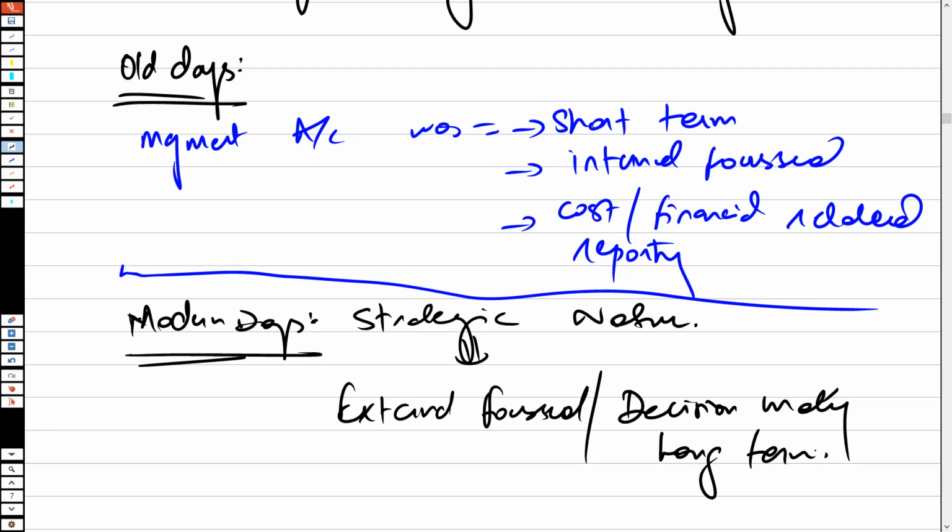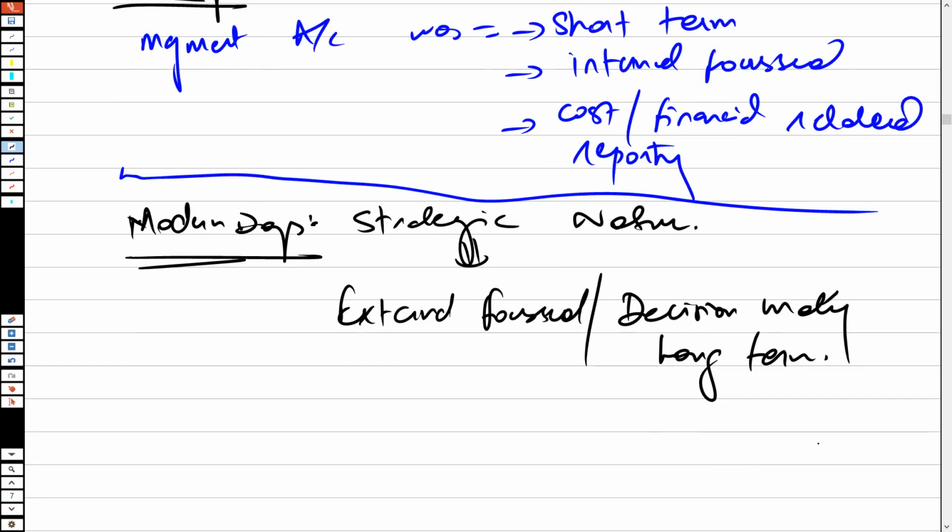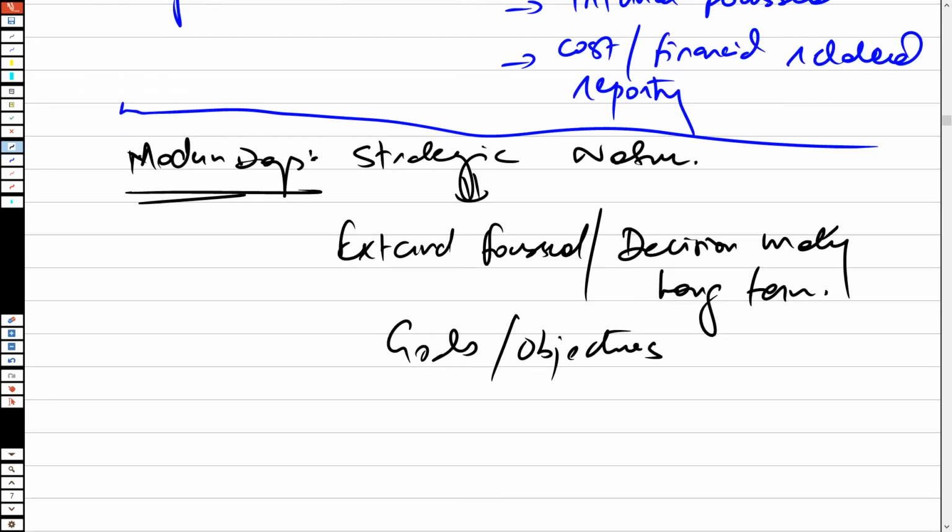It was more focused towards achieving the organization's goals and objectives rather than just having a short term focus pertaining to specific cost related measures. As a result, the modern day role of the management accountant is termed the strategic management accountant, because his role has become more of a strategic role. There are different techniques in strategic management accounting. The first one of them is termed benchmarking.